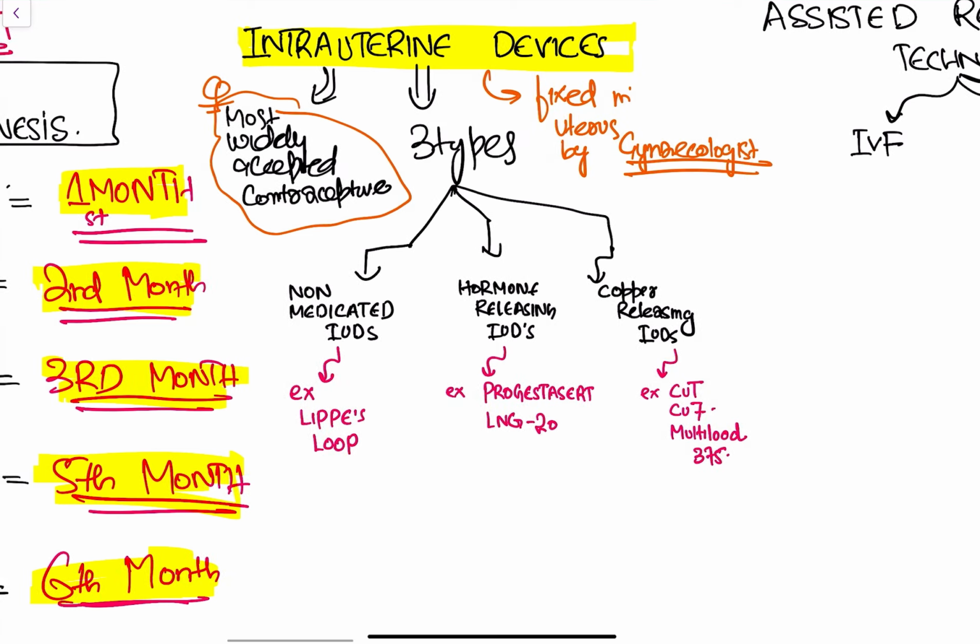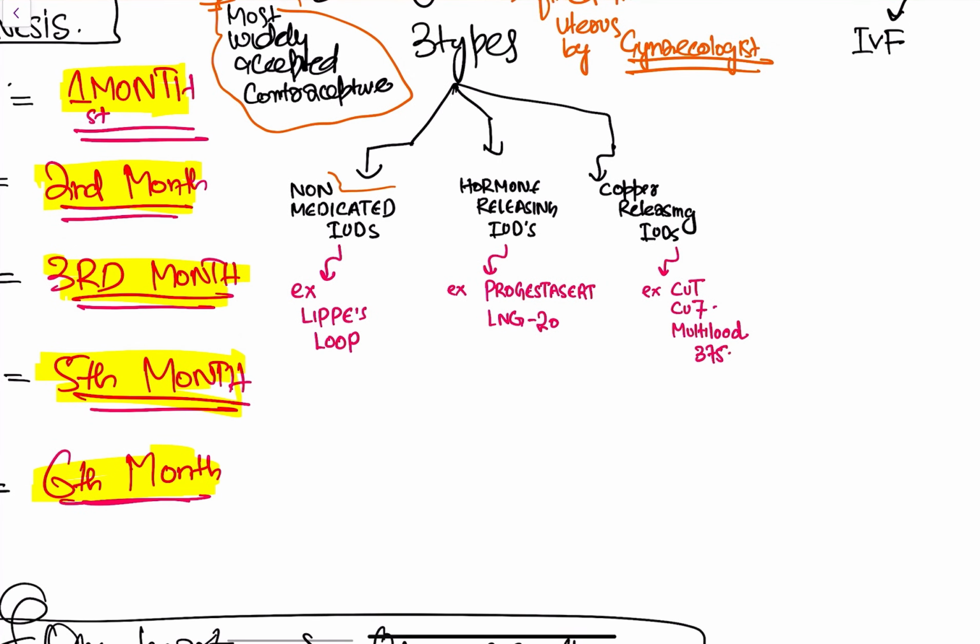Now there are three types of IUDs. You have these non-medicated IUDs, you have these hormone releasing IUDs, and you have these copper releasing IUDs. So some of these devices do not contain any medicine.